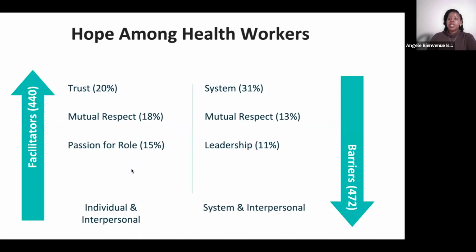For healthcare workers, individual and interpersonal aspects were also stated as facilitators of hope: trust, mutual respect, and passion. But for barriers, system came first. Using the socio-ecological model, this shifted from the individual to the interpersonal, and the first barrier was system and infrastructure. Mutual respect and leadership were also stated as barriers.